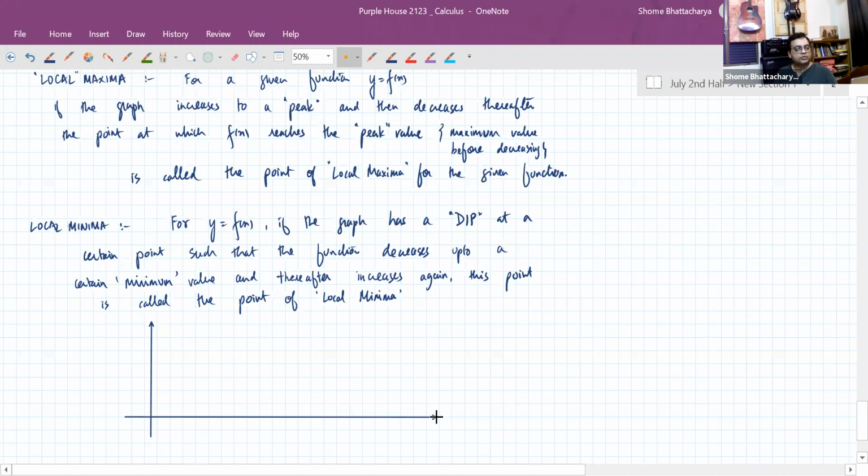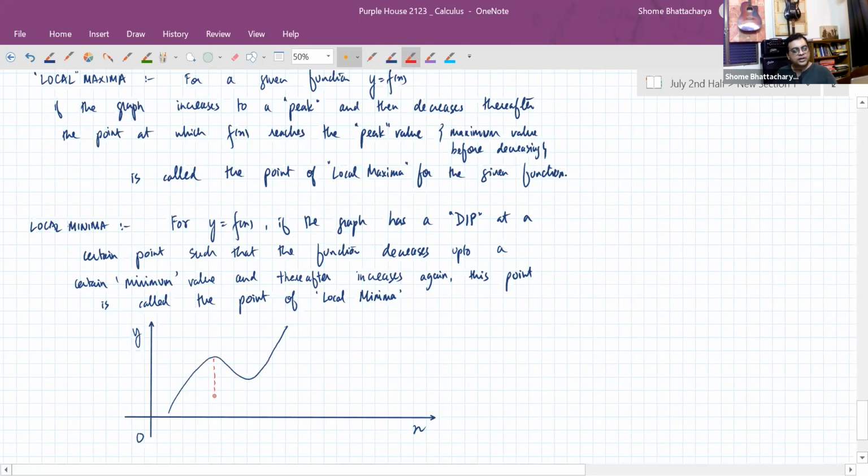Our thing is more about how we can use calculus to find such peak points or dip points for a given function. So here is just to get an idea of what we mean actually by the term local maxima and local minima. And in the next section, when we see the application of calculus, you will see that.